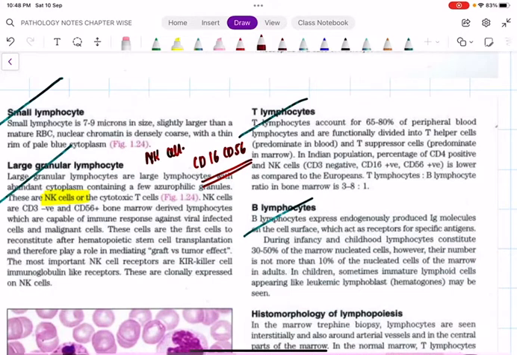And just remember, what are these large granular lymphocytes? Why are they called large granular? Because they have a few acidophilic granules. Since these natural killer cells have few acidophilic granules, we call them large granular lymphocytes.